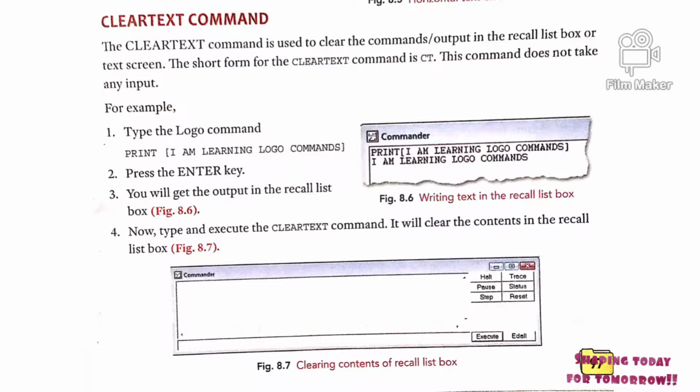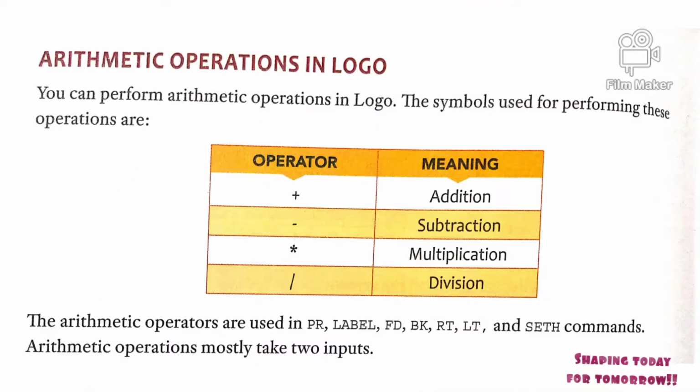So students, see figure 8.7. With the help of this clear text command, you can clear the data that you have written in the recall list box. As you can see in figure 8.7, after typing the clear text command, what will happen? You can see that there is nothing on the screen. So it clears the data that you have written in the recall list box.